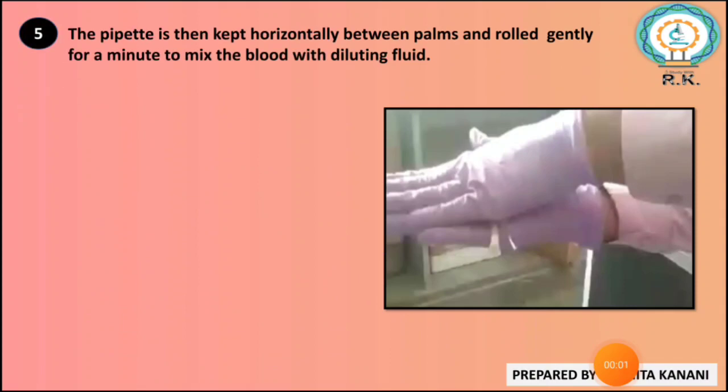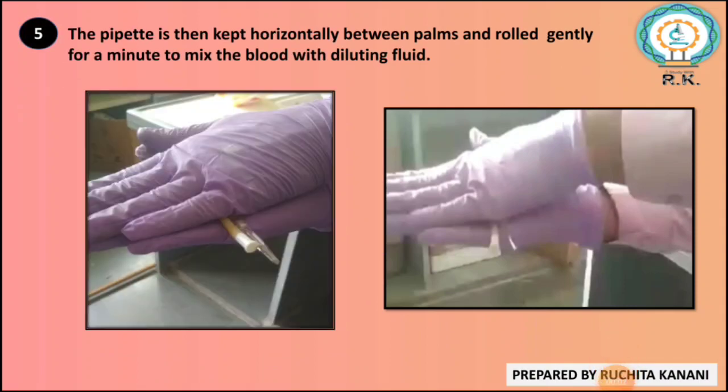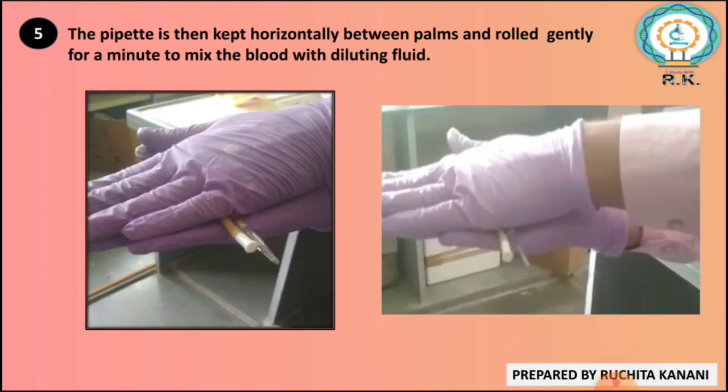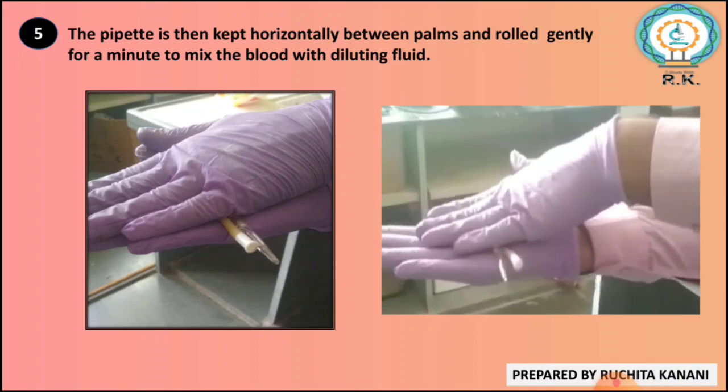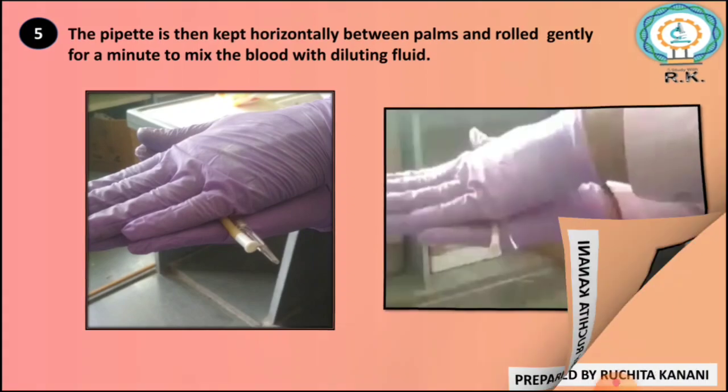Then mix the blood and diluting fluid in the pipette by rotating the pipette horizontally between your palms. Then take the Neubauer's chamber or hemocytometer and clean it using a swab or gauze piece. Similarly, clean the cover glass and place it over the grooved area of the hemocytometer.